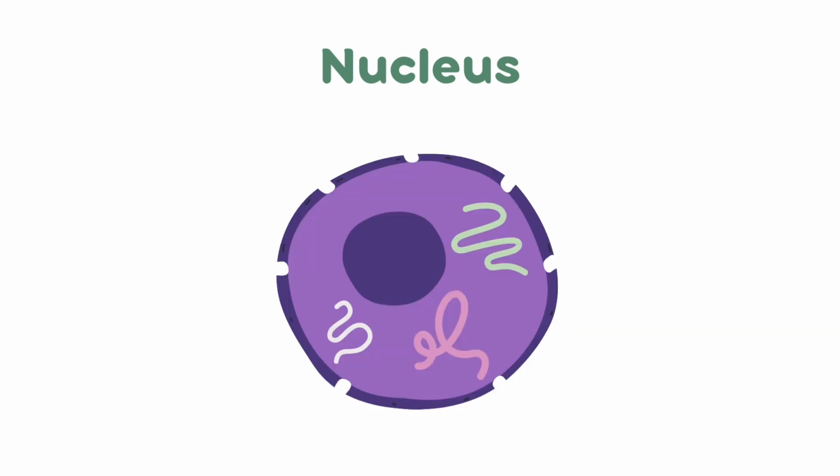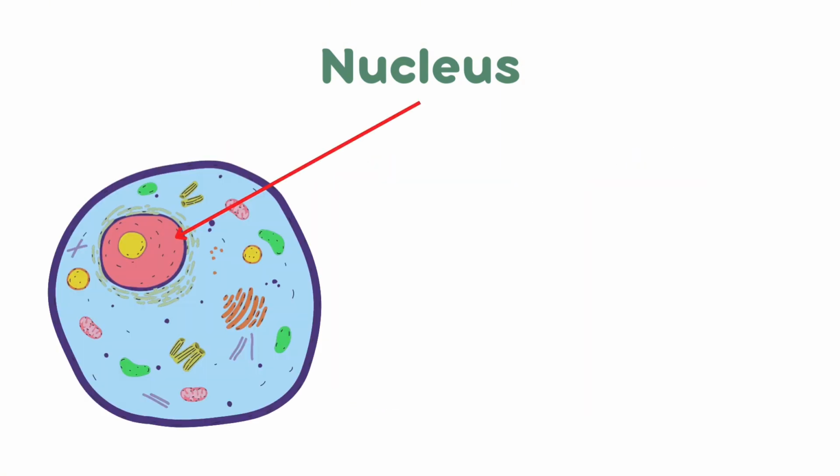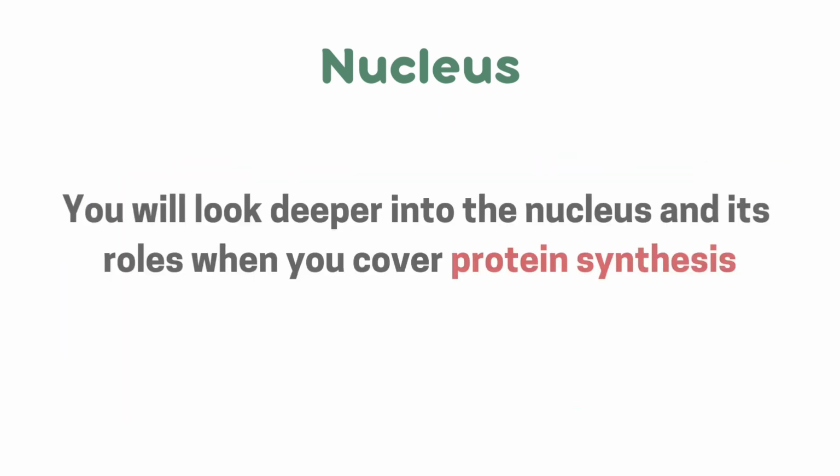Now here I'm showing you the nucleus. Here is the nucleolus, the nuclear envelope, the nuclear pores, and the genetic material, which is DNA or RNA. Here is the nucleus in an animal cell and a plant cell. You will look deeper into the nucleus and its roles when you cover protein synthesis.